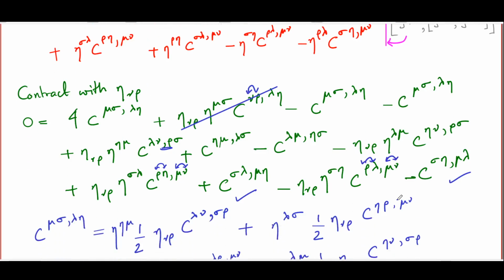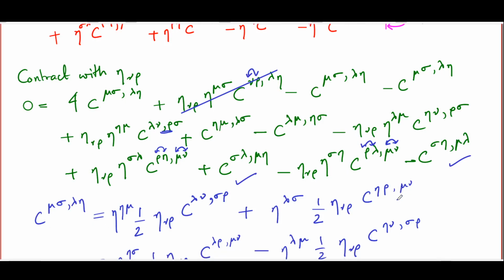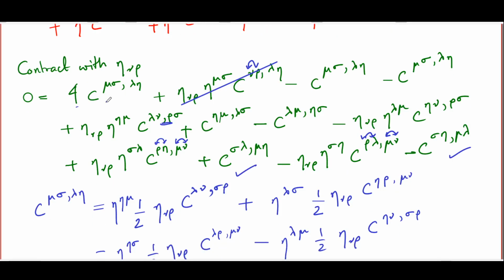So now what you get after you move everything to one side, that is, you have twice C mu sigma comma lambda eta, which you can move to the other side and divide by the 2. And now what you get is the following. The first term simply becomes eta mu times half. The half of course comes from the 2 here. Eta nu rho, C lambda nu comma sigma rho. Then one more term which comes from this one.